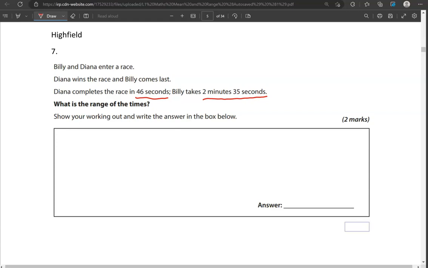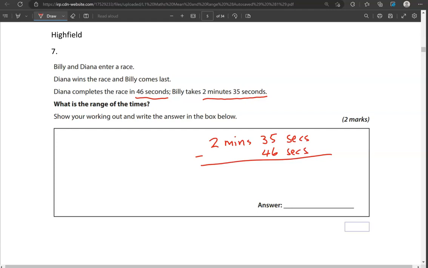So to work out the range, we'll take away the lowest number from the highest. We could convert these into seconds. So we've got Diana's time in seconds, but Billy's time is in minutes and seconds. So we can convert that into seconds. Or we could leave it as it is. So we'll do 2 minutes and 35 seconds, take away 46 seconds.